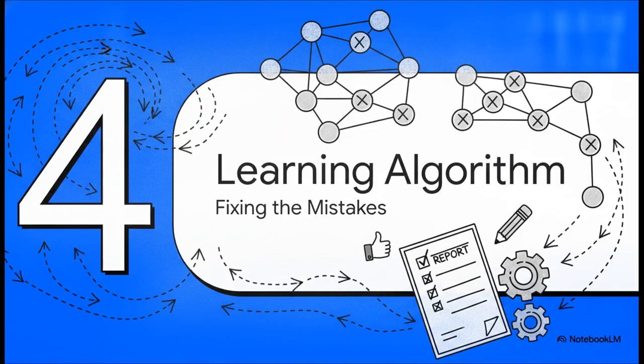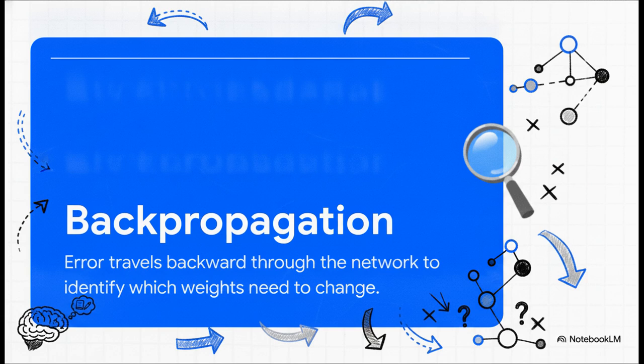Section 4, the learning algorithm, fixing the mistakes. So how does the computer actually fix its mistakes based on that bad report card?